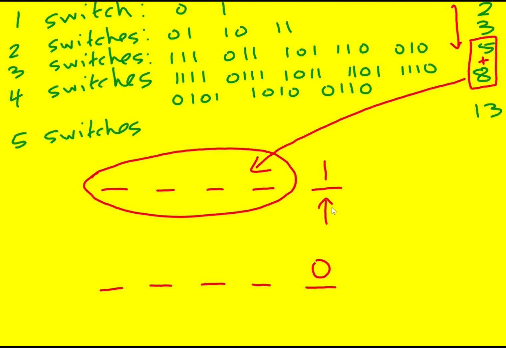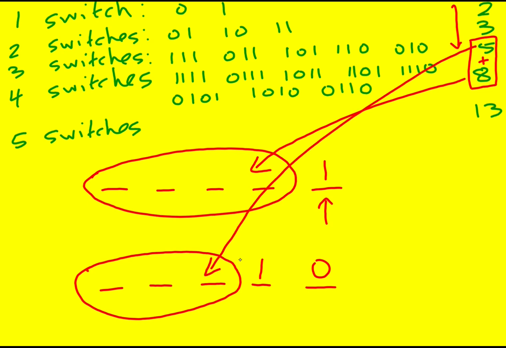If the right switch is a 0, then that means the one next to it is going to have to be a 1. And now I've turned the problem into how many ways are there when there's just 3 switches? And that's where the 5 is going to come from. So we can simply do 5 plus 8 to give 13.